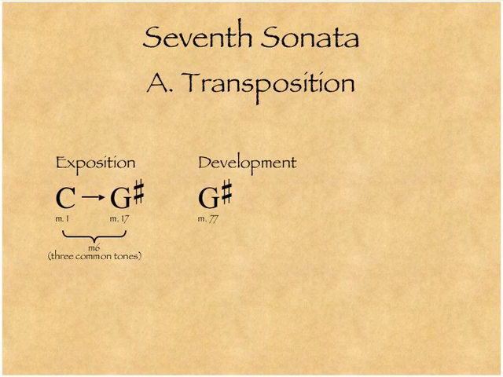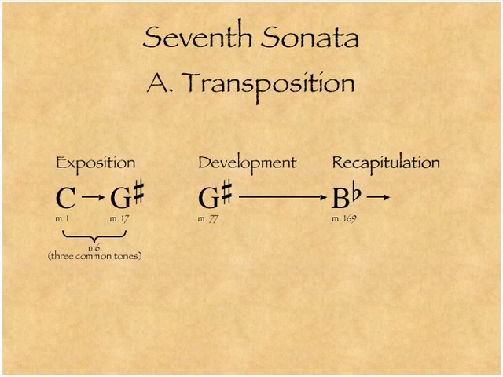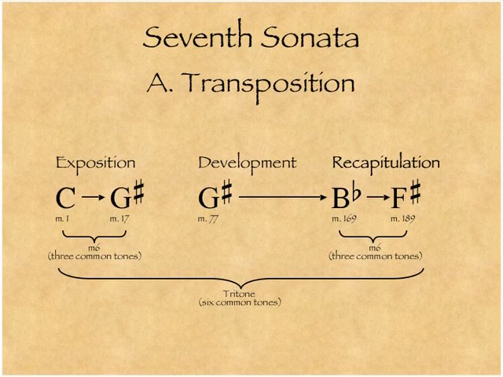After the development section, the recapitulation follows a similar pattern of presentation as the exposition. The difference is that the primary and secondary key areas of the recapitulation are a whole step lower than the exposition. Now the primary key area is B flat, and the secondary key area is F sharp. While the secondary key area of the recapitulation is still a transposition of a minor sixth of the primary key area of the recapitulation, it is a transposition of a tritone of the primary key area of the exposition. It is therefore in close proximity to the primary key area of the exposition, since the 2 key areas share 6 common tones.